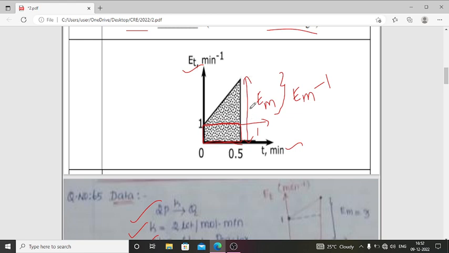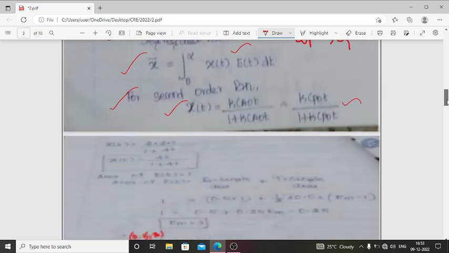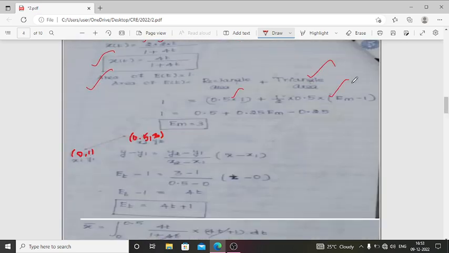We don't know the height value, so assume Em. Up to this we know 1, so the rest here is Em minus 1. So now half base into height: half into the base 0.5, and the height is Em minus 1. Substitute here: half into 0.5 into Em minus 1. So the rectangle area 0.5 into 1 is 0.5, plus half into 0.5 into Em minus 1, that is 0.25 into Em minus 0.25, which is equal to the area of E(t). The area of E(t), refer to this graph, is 1.